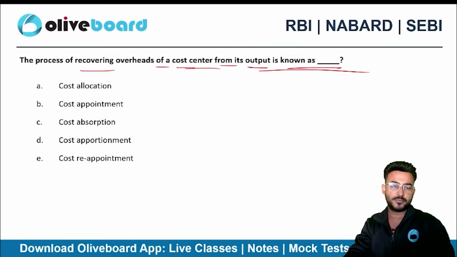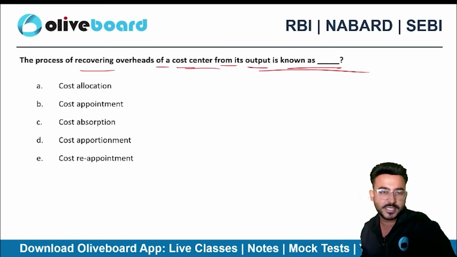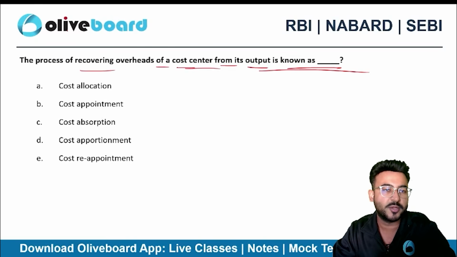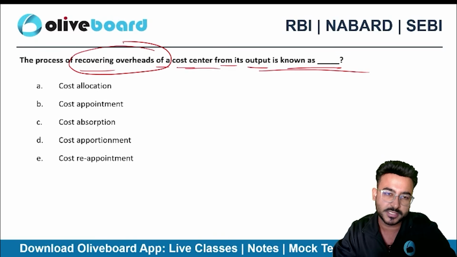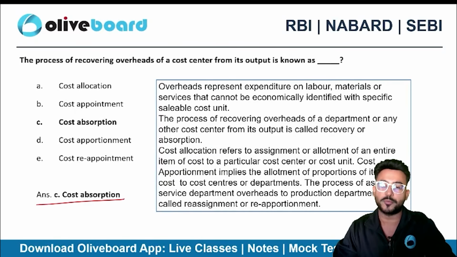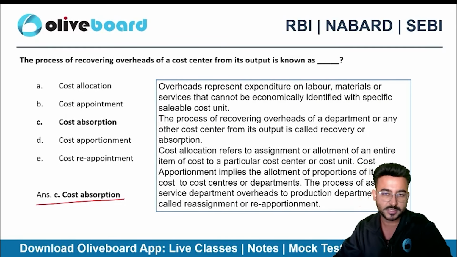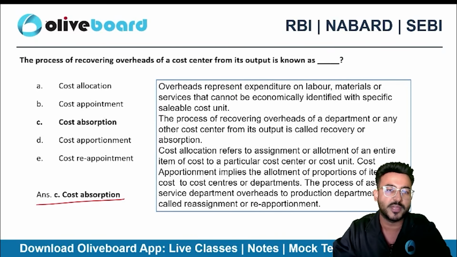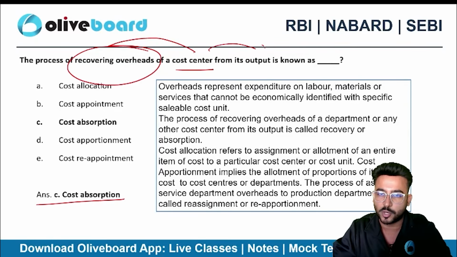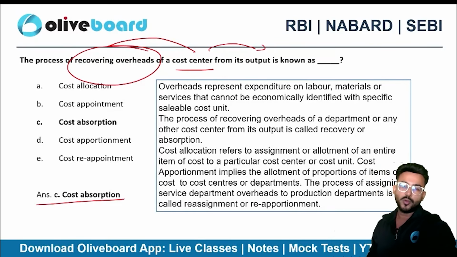Okay, perfect. So guys, the correct choice here is, what we are actually doing, we are just recovering the overheads. So that's called cost absorption, right? Option C is the correct choice, cost absorption. What we are doing, we are trying to recover the overheads of the cost center from its output. So we are absorbing the overheads here.